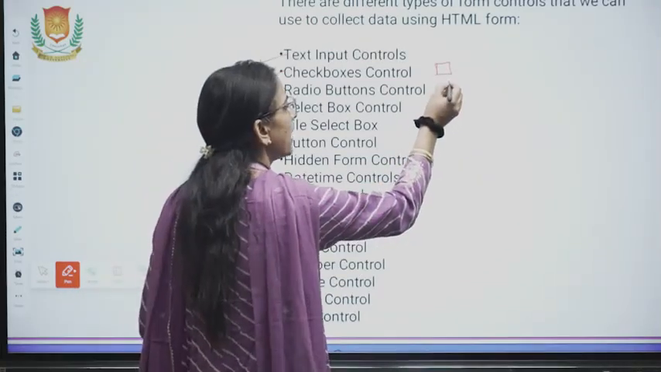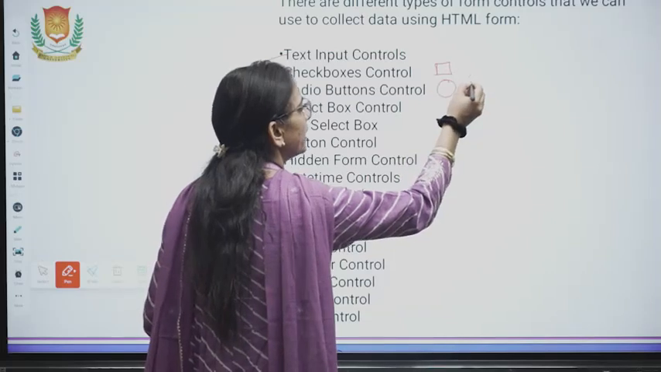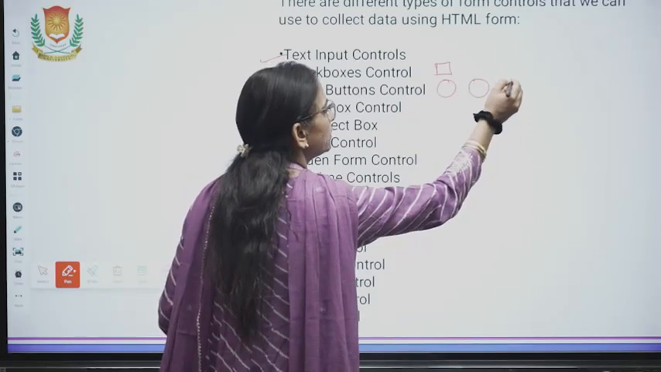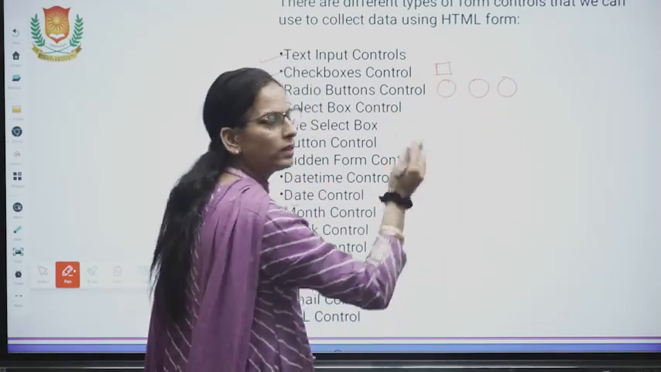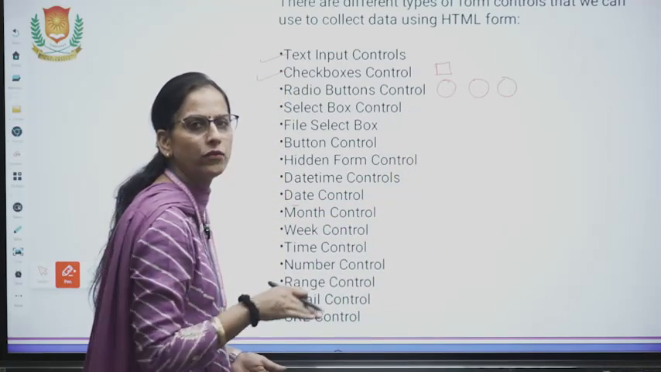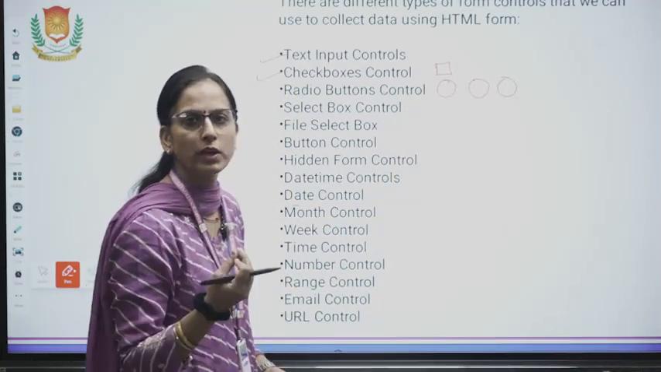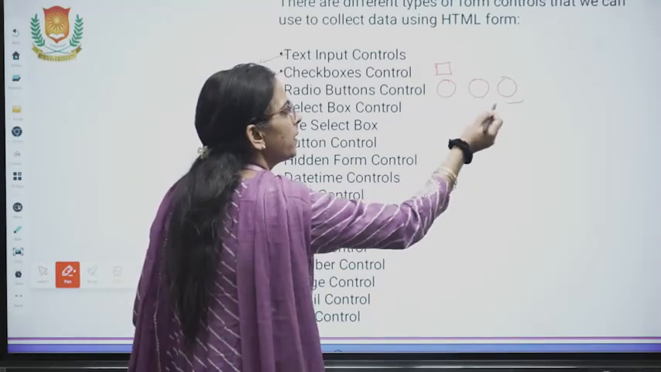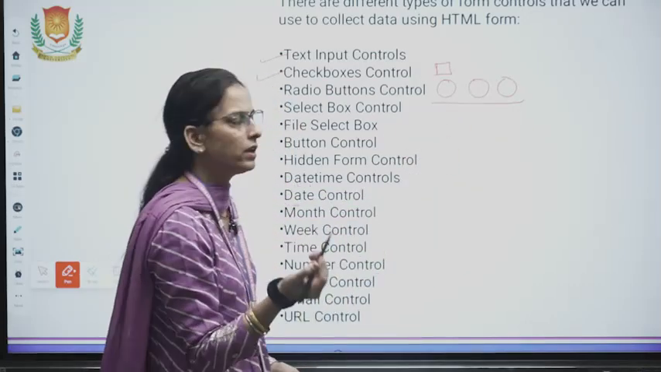Radio buttons are the toggle buttons. If there are three radio buttons, when you click on a particular one, the other one will be deselected if you have already selected it. So what does it mean? You can choose only one out of the given boxes.